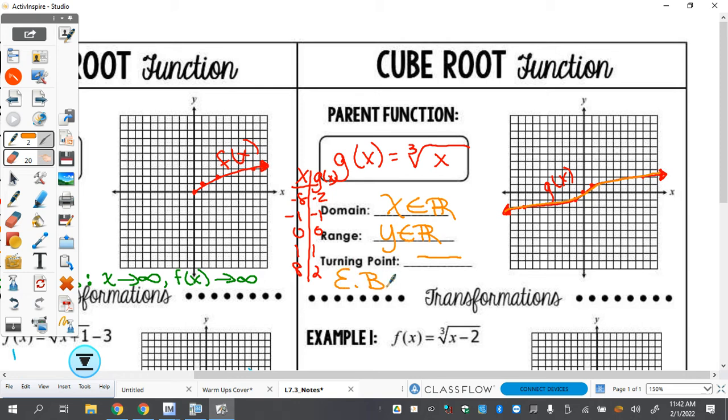This one, we would have end behaviors on both sides because we have arrows on both sides. So our right side is going to positive infinity. And our left side is going to negative infinity, which is very similar to our odd degree polynomials that we did a couple units ago.